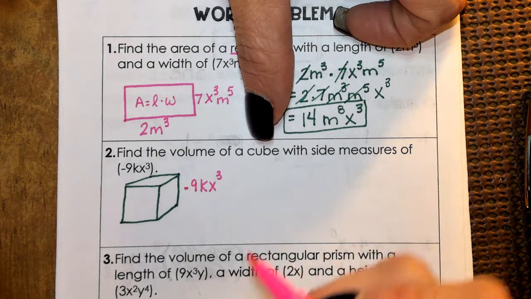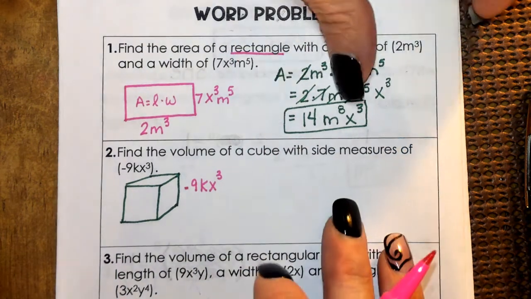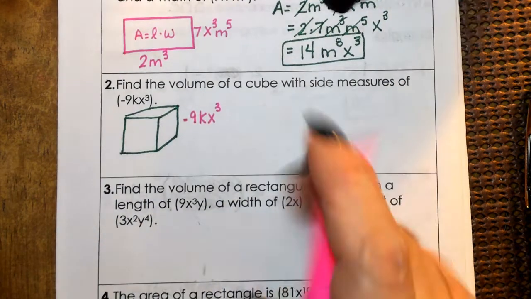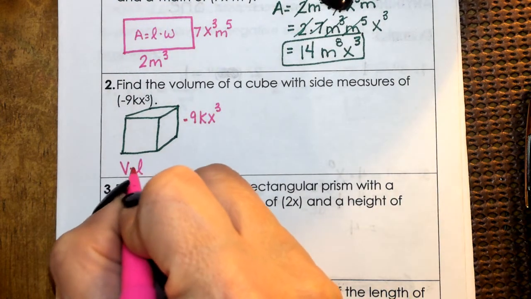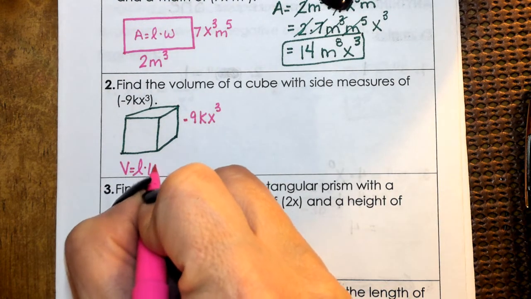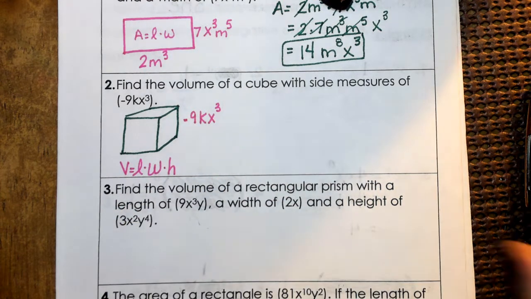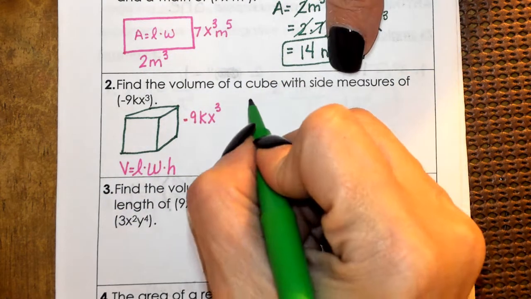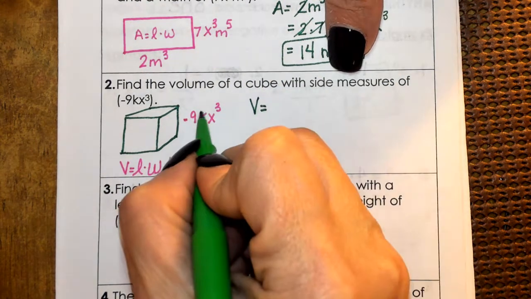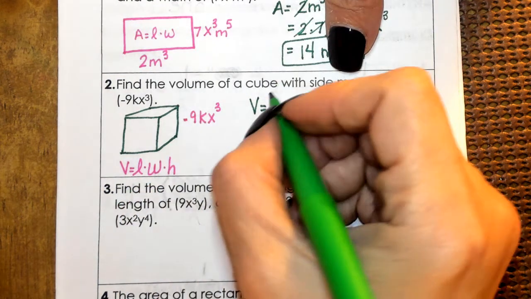Negative 9kx to the third. Now, if we are doing a cube, we're assuming that all the sides are equal. And volume is length times height times width. Kind of wrote that backwards as I said it. All right, so that basically means we've got 3 of these.